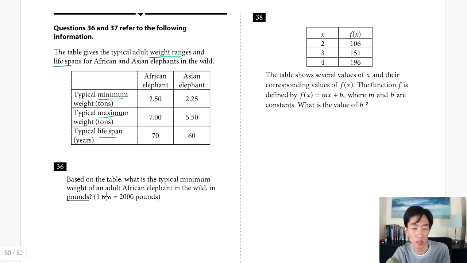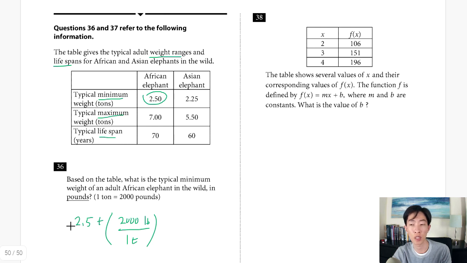Question 36 says, based on the table, what is the typical minimum weight of an adult African elephant in the wild in pounds? So the minimum weight of an African elephant is 2.5 tons, and they want it in pounds. So 2.5 tons. They're telling us that 1 ton equals 2,000 pounds. So that's an equivalence. We can turn that into a fraction. And I'm going to put pounds on the top, 2,000 pounds over 1 ton. The reason I put tons on the bottom is because when we multiply, we want tons to divide out.